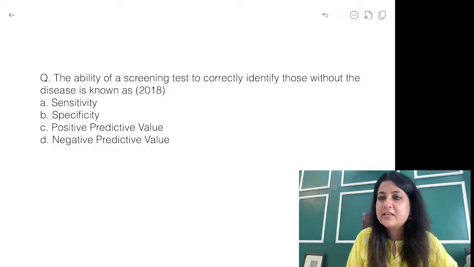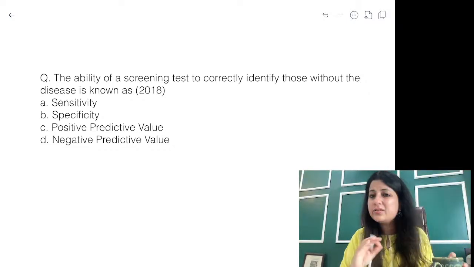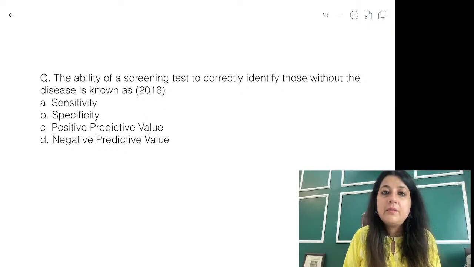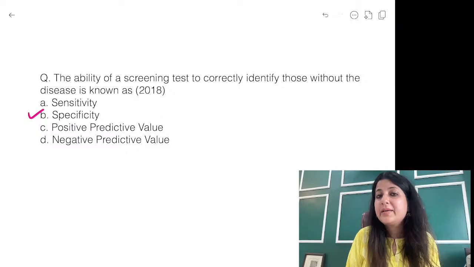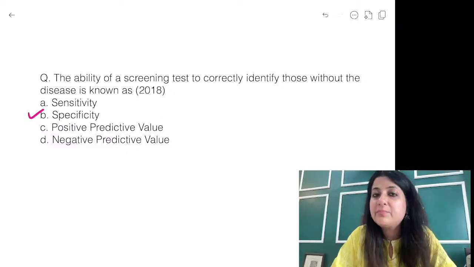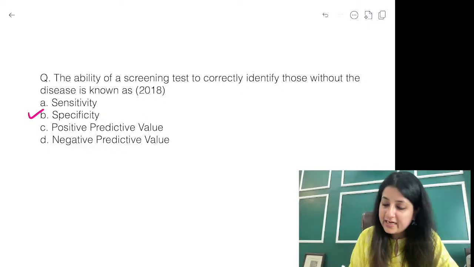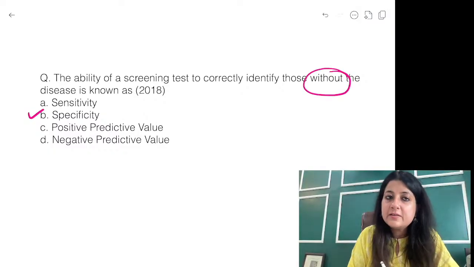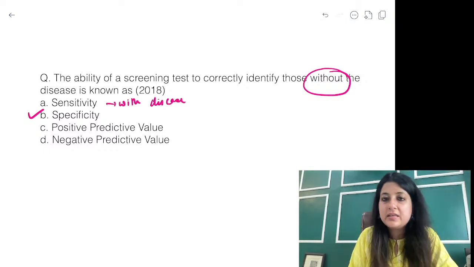Now this we've already discussed. A couple of definitions I'll take up. I'll be doing numericals also today, don't worry. Give me the answer to this, guys, as quick as possible, but don't mark it wrong. Ability of a screening test to correctly identify those without the disease is known as? Good. Without disease, specificity. In the exam, don't read it as with disease and put sensitivity. Sometimes it happens, so read the question carefully. It is saying without. Without means specificity. With disease means sensitivity.